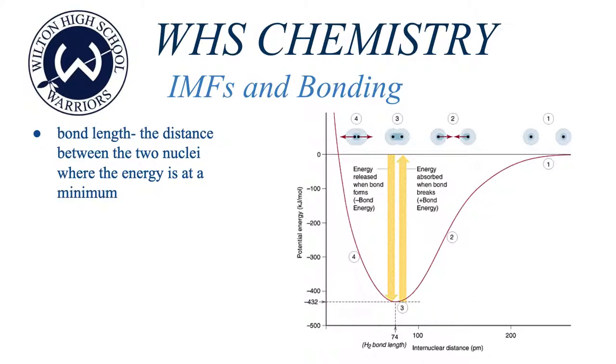And then bond length is the distance between the two nuclei where their energy is at a minimum. So that's key, the energy at a minimum. We know that we always want to have a low energy state because that's where things like to be. If you look at this graph right here, you can see that this is the number 3 position. That is the actual bond length, and that's where it is because that's the lowest energy. So it wants to have the lowest energy. That's why it has that bond length.